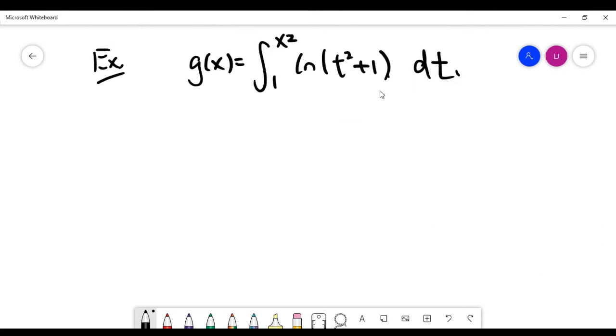And next, please look at the current problem. Please note that the upper limit is x squared. It is not x. It's a function of x.